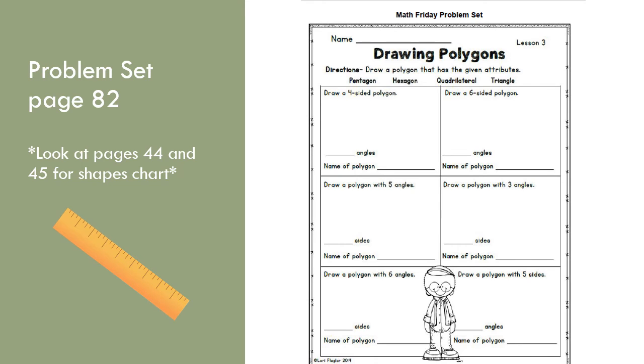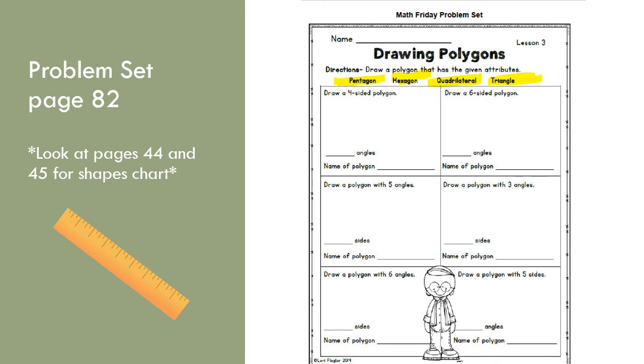Draw a polygon that has the given attributes. So on this first one, please draw a 4-sided polygon. Do it the best you can, making sure it's closed and has 4 sides. Then you need to fill in how many angles it has. Next, name of the polygon. So you have to write the name using the names they have provided in the word bank at the top. So the options that you have are pentagon, hexagon, quadrilateral, or triangle.